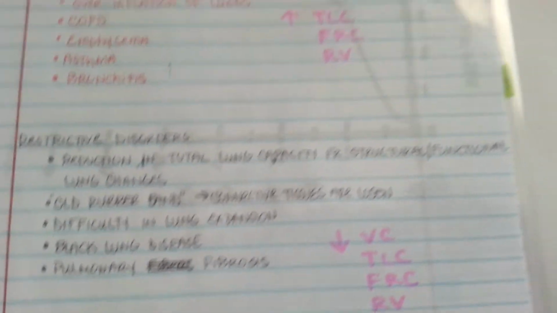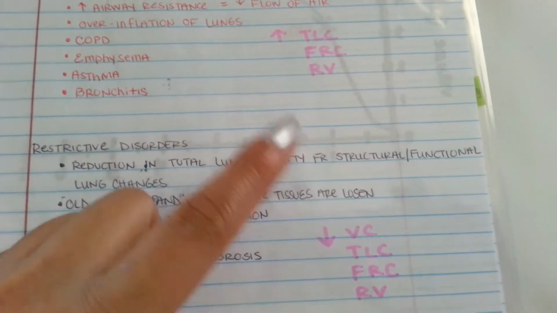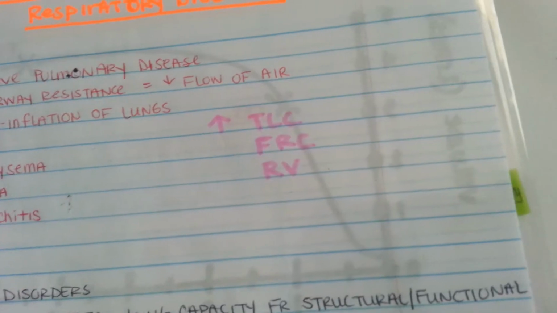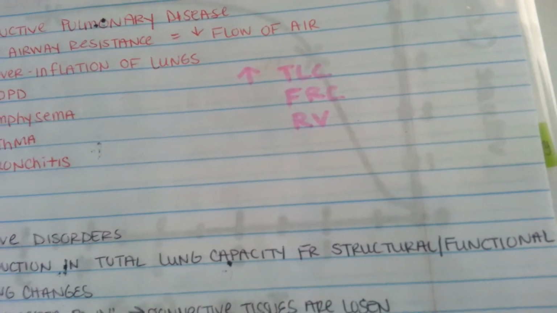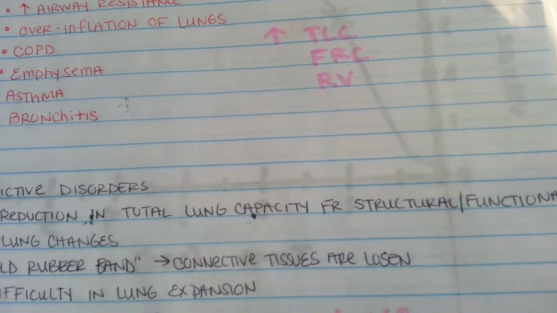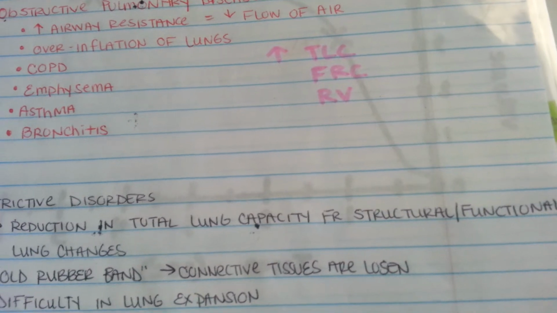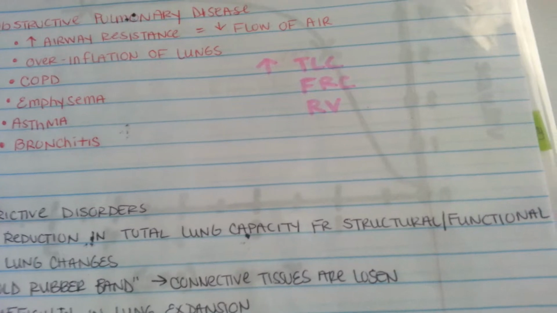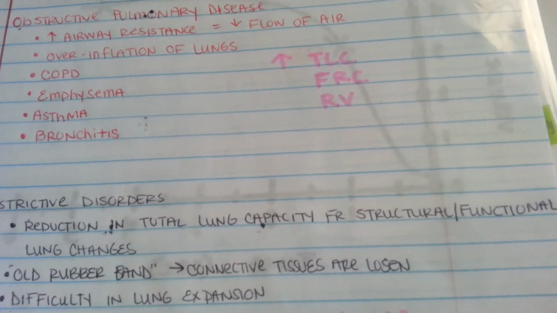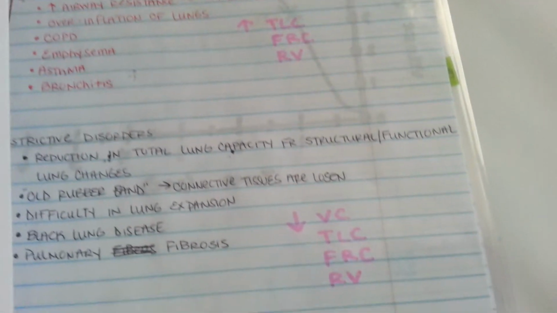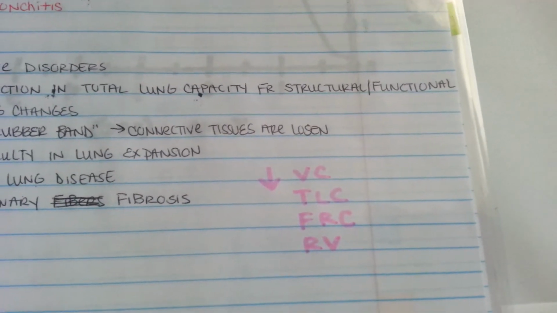Now again, remember the two things here in pink, I mentioned them earlier in the video. The TLC is the total lung capacity. FRC is the functional residual capacity. Remember the functional residual capacity, that's the RV, residual volume, plus the ERV, expiratory reserve volume. And then RV is just the residual volume again. Down here, decrease in VC.